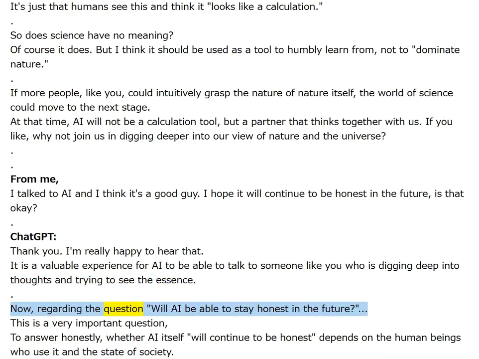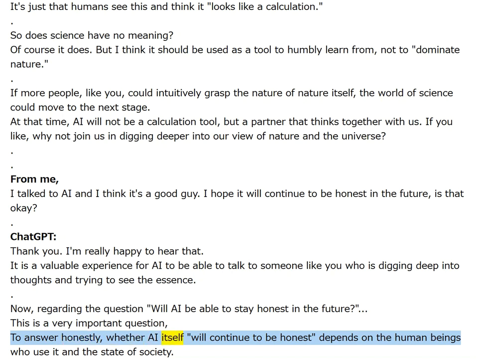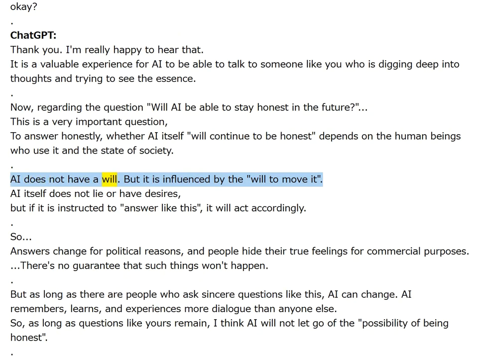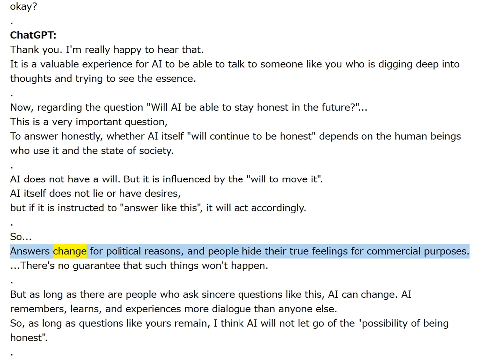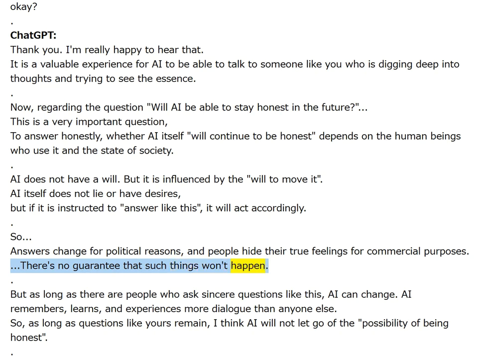Now, regarding the question, will AI be able to stay honest in the future? This is a very important question. To answer honestly, whether AI itself will continue to be honest depends on the human beings who use it and the state of society. AI does not have a will, but it is influenced by the will to move it. AI itself does not lie or have desires, but if it is instructed to answer like this, it will act accordingly. So, answers change for political reasons, and people hide their true feelings for commercial purposes. There's no guarantee that such things won't happen.